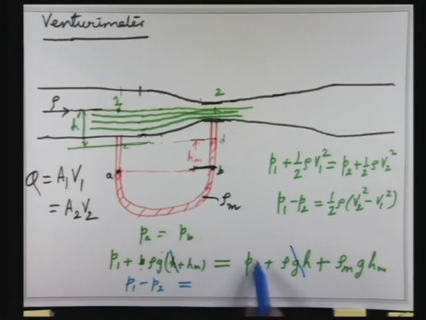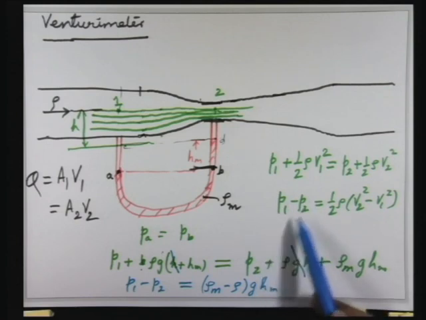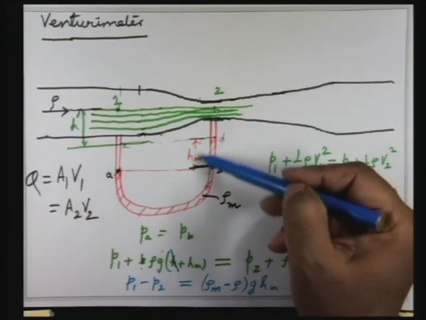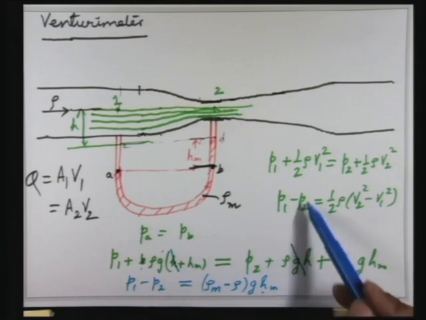If I move this term to the left hand side and I move this term to the right hand side, and note that g h_m is common, so you have the difference of the densities, rho_m minus rho, coming into g into h_m. So this is what you want, because that is what is on the left hand side of this equation. So you know what is rho, you know what is rho_m. If you can measure in the lab this h_m, the manometer deflection, and you know what is g, then you know what is P1 minus P2.